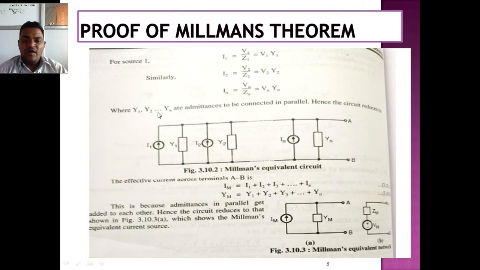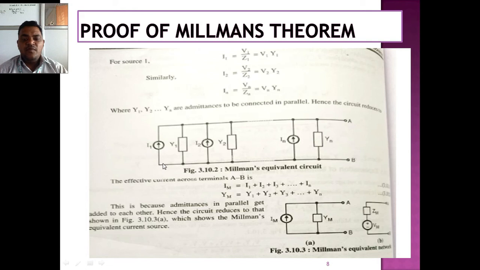Here Y1, Y2, Y3 up to Y of N are the admittances connected in parallel, hence the circuit reduces to this. Here I1 is equal to V1 upon Z1, that is V1 Y1. Converting each voltage source to a current source, we get I1 Y1, I2 Y2, and in this way I of N into Y of N. This is called Millman's equivalent circuit.